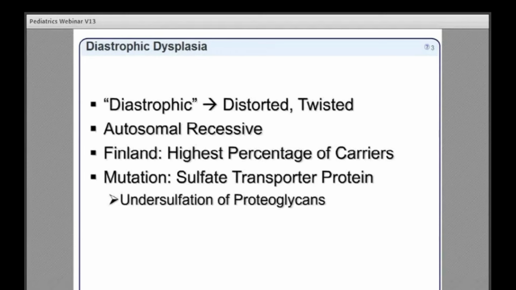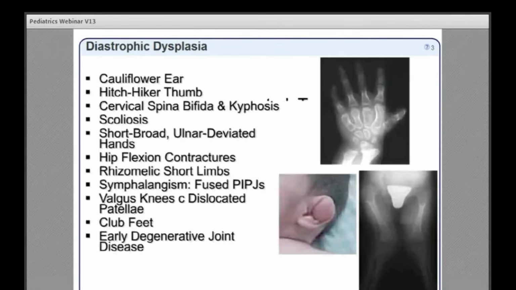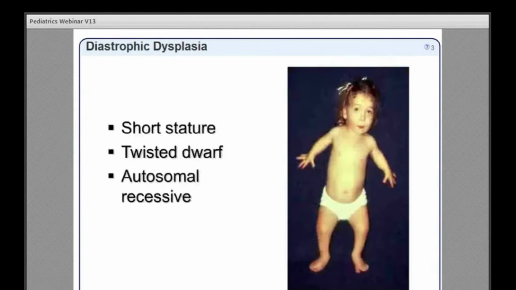What this question is basically making you do is recognize what diastrophic dysplasia is. The term diastrophic implies twisted or distorted form of dwarfism. It's an autosomal recessive phenomenon and is characterized by a mutation on the sulfate transporter protein with undersulfation of the proteoglycans throughout the body. The typical stigmata mentioned in this question, cauliflower ear, hitchhiker's thumb, cervical spina bifida, and cervical kyphosis, are several of the very significant musculoskeletal issues associated with this disorder. They have a very short stature, and again, the twisted dwarf with severe club feet, hitchhiker thumbs, and significant spinal deformities as well.